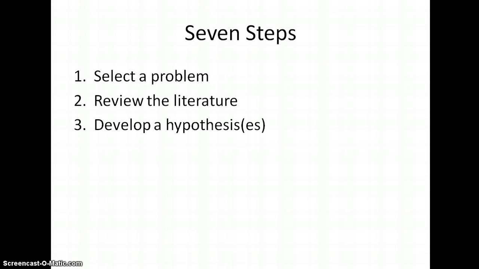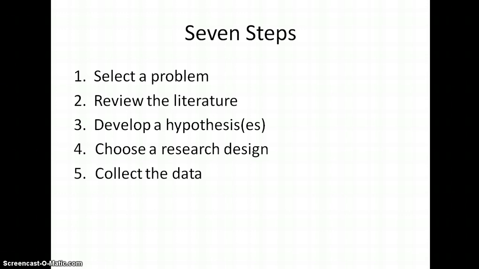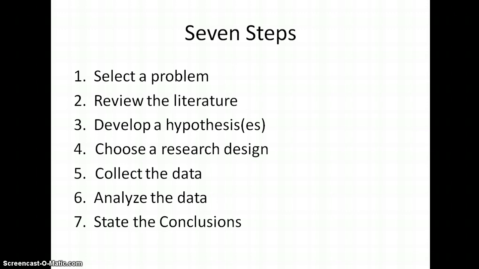Here we are. What are the 7 steps in the scientific method? Step number 1, select a problem, something that deserves to be studied. Step number 2, review the literature. Number 3, develop a hypothesis. Number 4, choose a research design. Step number 5, collect the data. Step number 6, analyze that data. And number 7, state the conclusions as well as limitations.